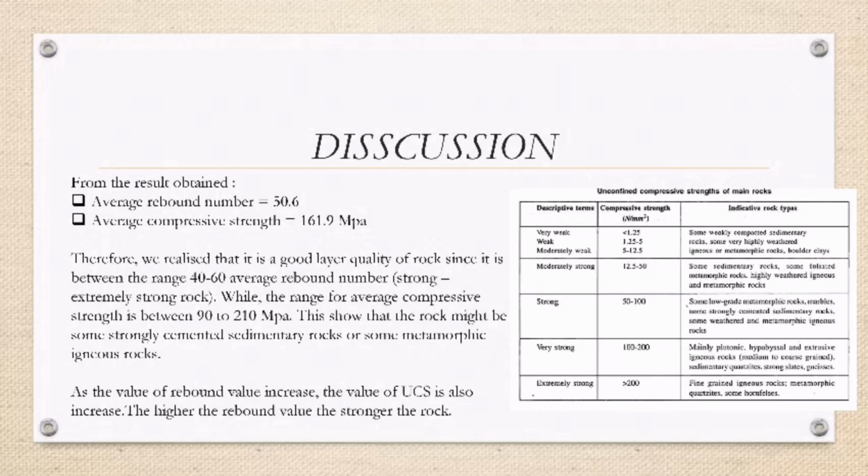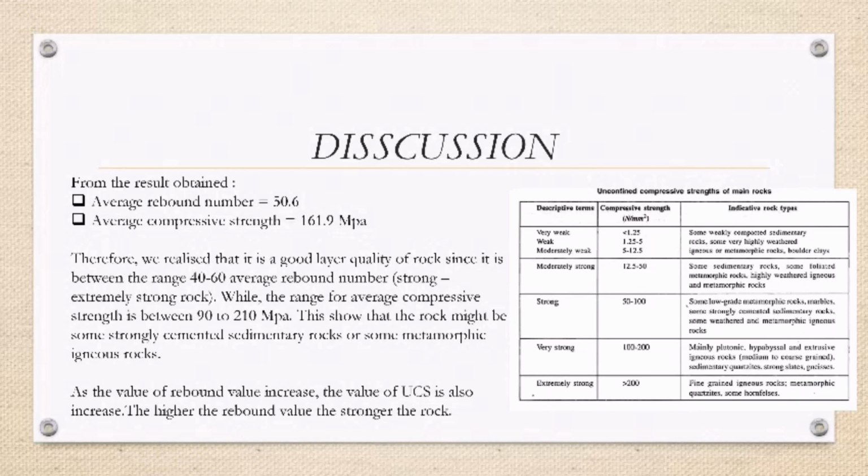Hi, I'm Shukrina. So for the discussion, from the results obtained, the average rebound number is 50.6 and the average compressive strength is 161.9 MPa. Therefore, we realize that it is a good quality of rock, since it is between the range of 40 to 60 average rebound number, strong to extremely strong rock, while the range for average compressive strength is between 90 to 210 MPa. This shows that the rock might be some strongly cemented sedimentary rocks or some metamorphic or igneous rocks.